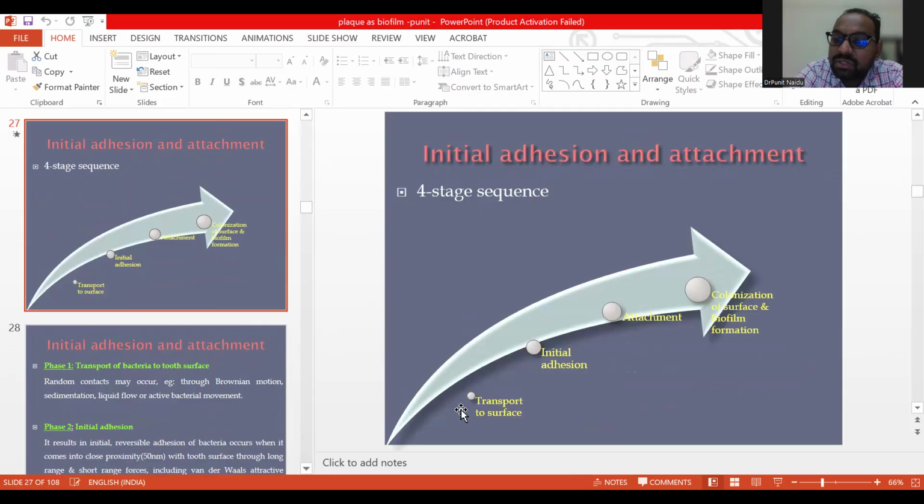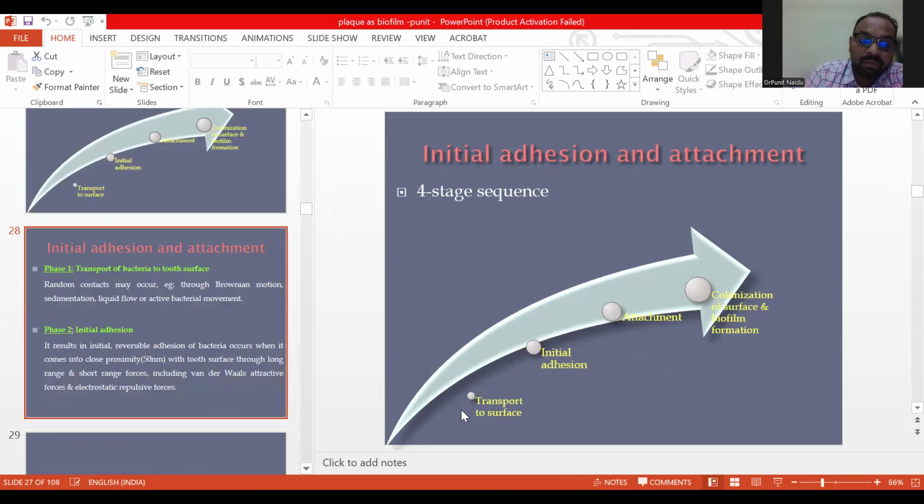So initial adhesion and attachment of plaque on the tooth surface occurs in a 4-stage sequence. The first one is transport to surface. The second one is initial adhesion. The third one is attachment. And the fourth one is colonization of surface and biofilm formation.